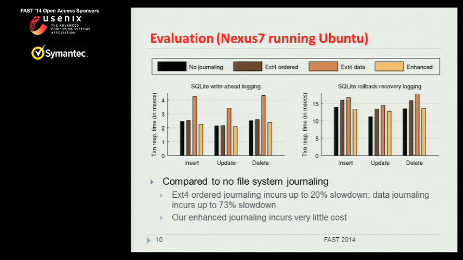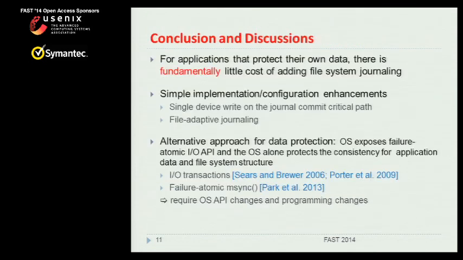We also ran experiments on a Nexus 7 tablet, but in this case, we're not really running Android. Instead, we just run Ubuntu Linux on it, and we run the same experiments, and we find very similar results. The ordered journaling of ext4 incurs up to 20% slowdown, and data journaling incurs up to 73% slowdown, and our enhancement incurs very little cost in comparison.